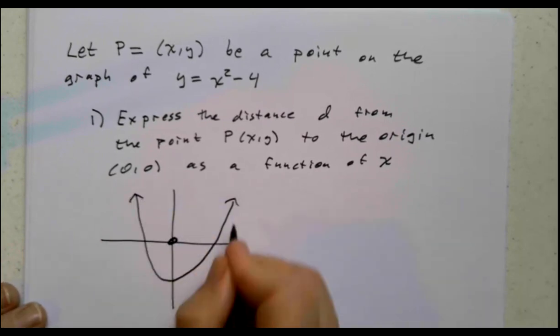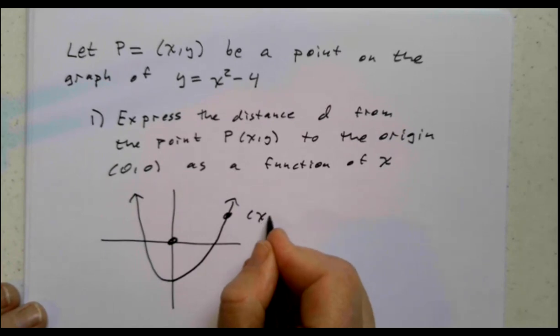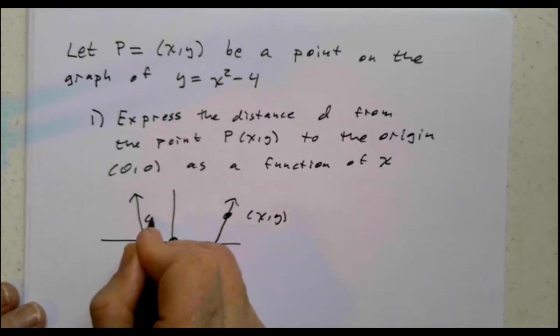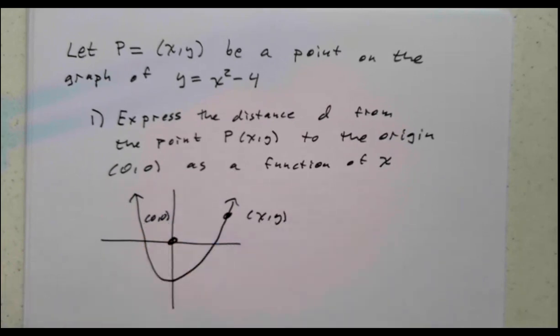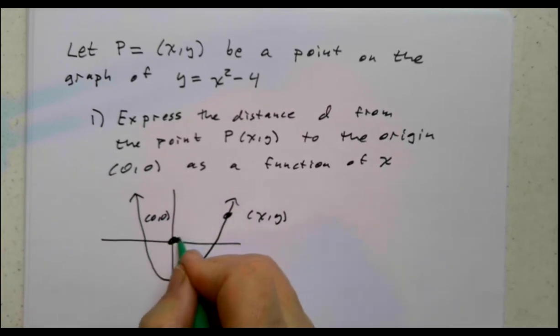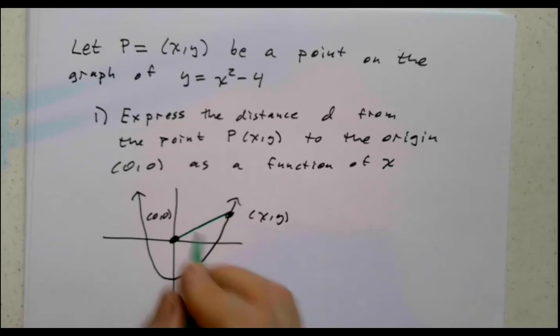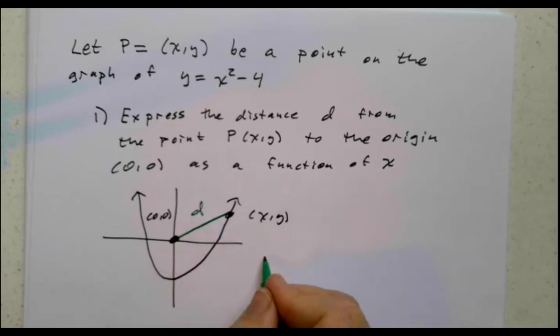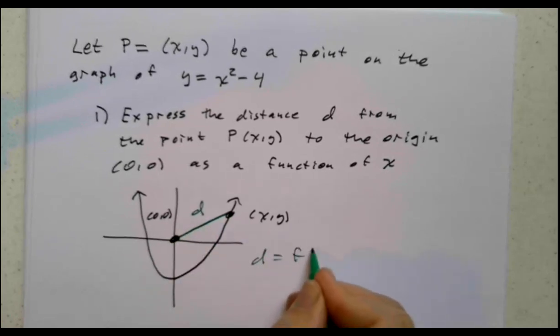We have this point 0, 0. We have this point x, y. We want to find the distance from 0, 0 to x, y as a function of x. So that distance d, I want d to be a function of x. And then once we have that, we're going to use it to answer a few questions.